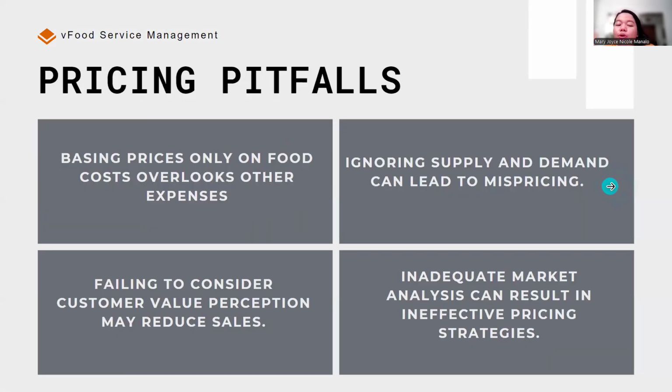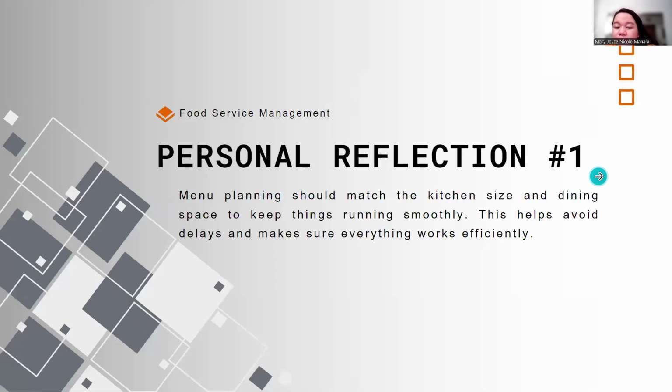For pricing pitfalls, first is to avoid pricing solely based on food costs, as other expenses impact profitability. Next, ignoring supply and demand fluctuations can lead to mispricing. Third, prioritizing customer value perception ensures sales stability. Lastly, market data should be analyzed carefully before setting prices.